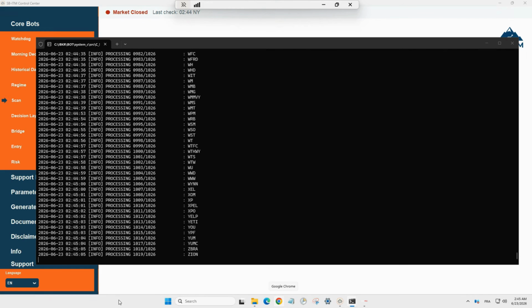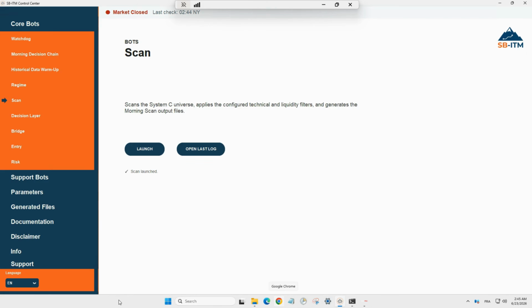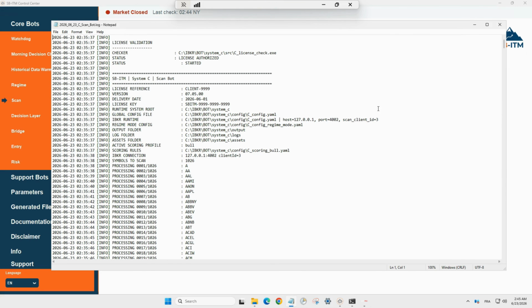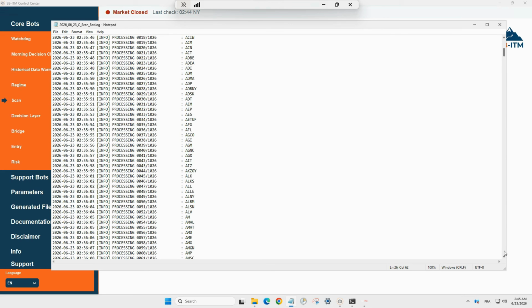We now resume at the end of the scan. The scan bot has processed the watch list and generated both the CSV and Excel outputs for detailed review. The summary shows the number of symbols scanned, the number successfully processed, and the candidates retained by the scoring logic. At this stage, the ecosystem has moved from a broad market universe to a focused shortlist of potential trading opportunities.